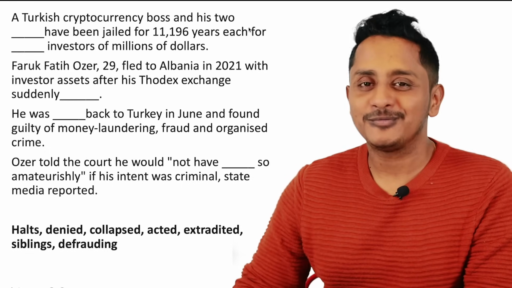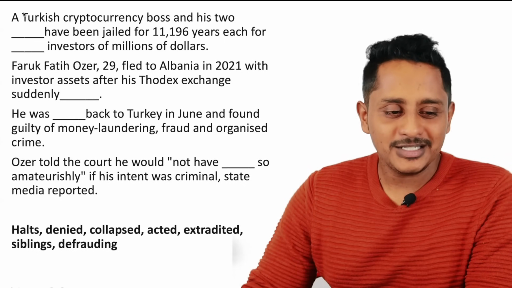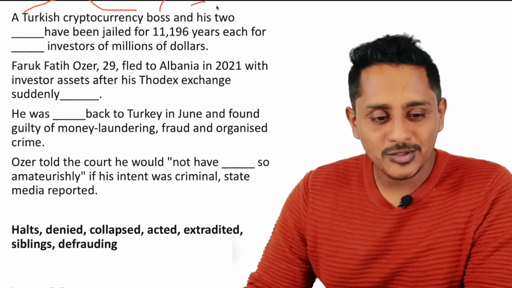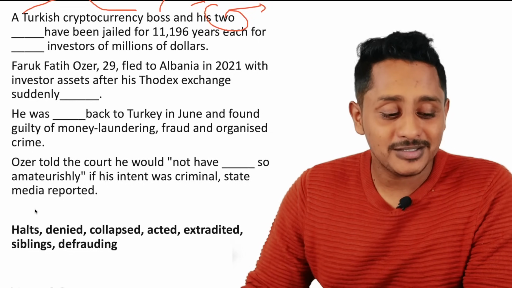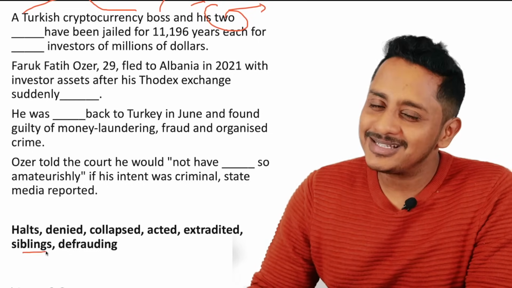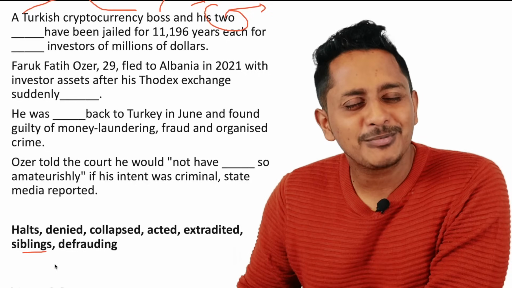All right, I really hope you have solved it. The last question, let's understand how to solve them. A Turkish cryptocurrency boss and his two siblings. Simple, see, the grammar will help you. You just need to be more aware to do them quickly.